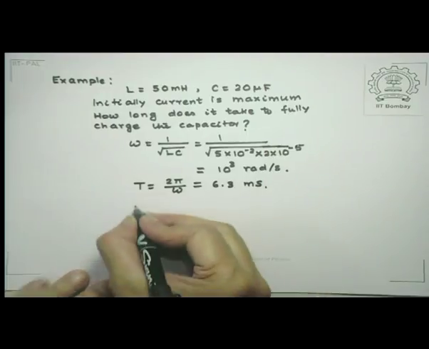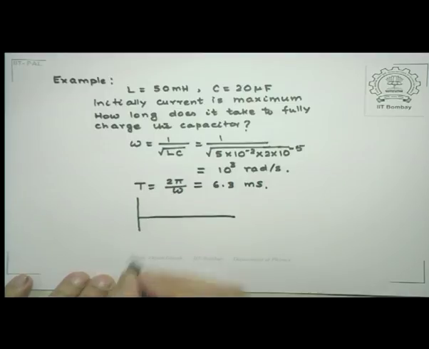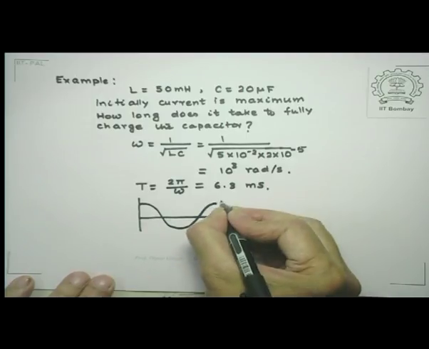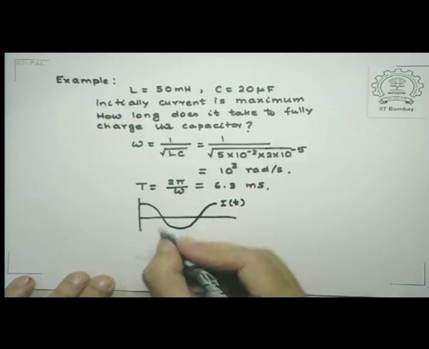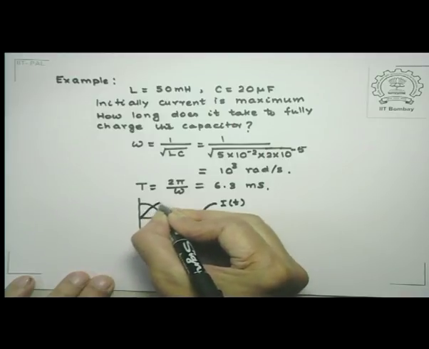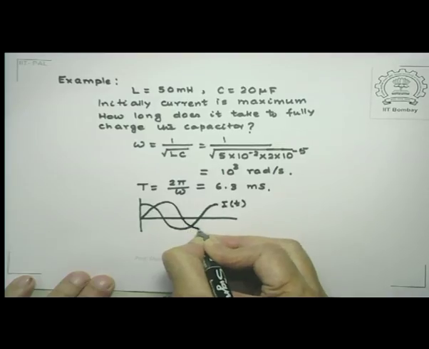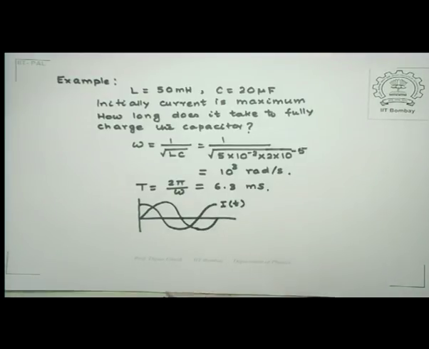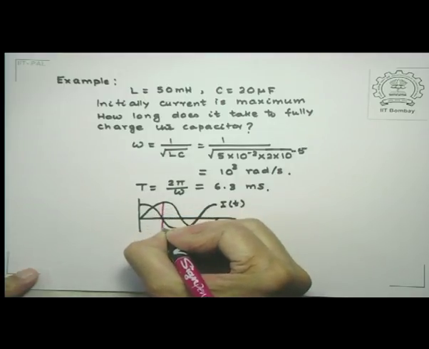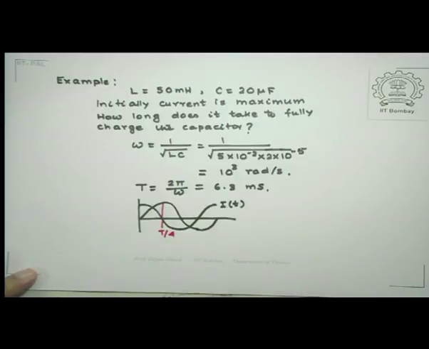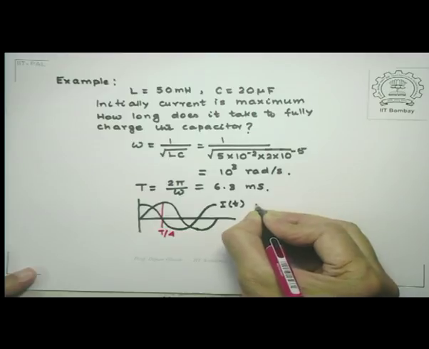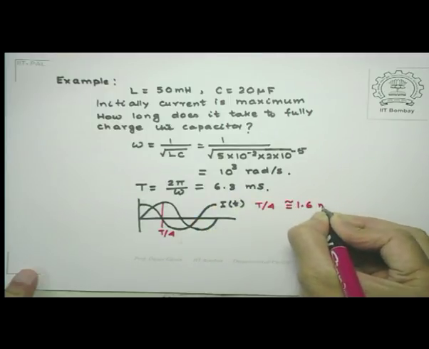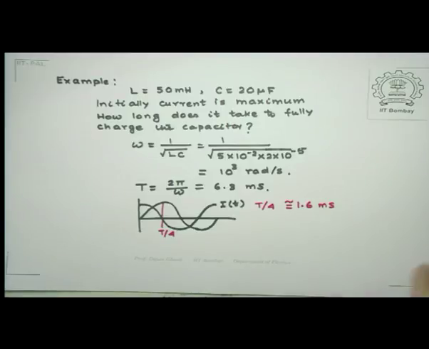Now realize what we have been having here is something like this. I have given you a current which is like this, and so this is the current I, and correspondingly the voltage is like this. And this is T by 4. That is the time lag between the voltage maximum and the current maximum, which is T by 4. So my time lag between these two will be 1/4 of this, which is approximately 1.6 milliseconds later the capacitor will get fully charged.